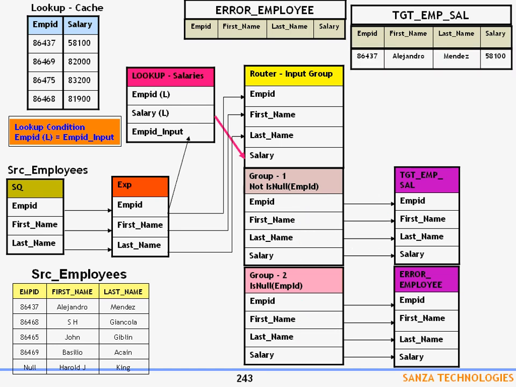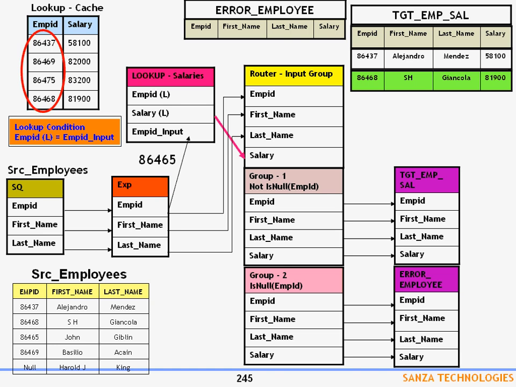Second record comes in, 86468, goes and tests the data, checks the cache, scans the cache. For 86468, the corresponding salary is 81,900. That will be returned and goes into the router input group, tests for the condition, first group condition satisfied, load shift. 86465 comes in, scans the data in the lookup cache of the salaries.txt file, does not exist.